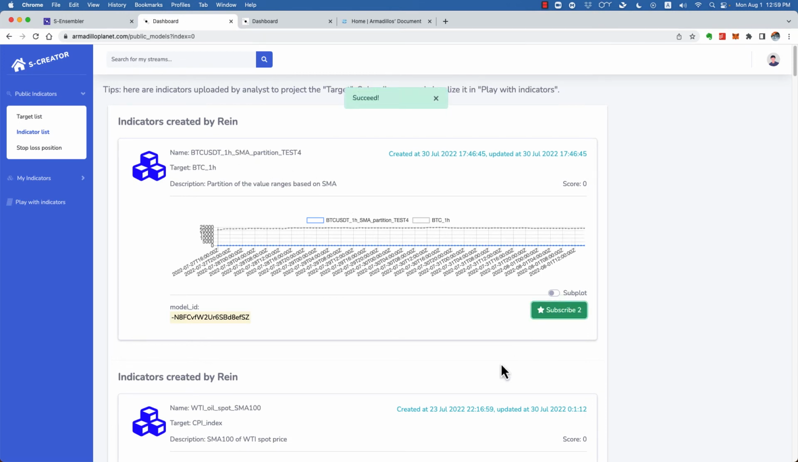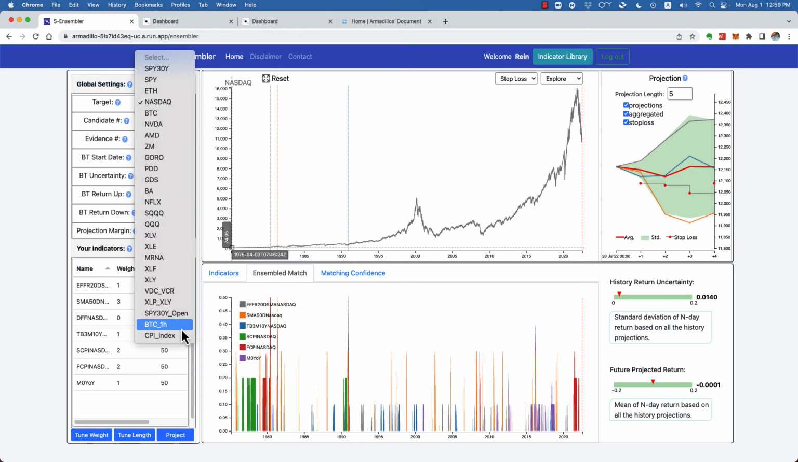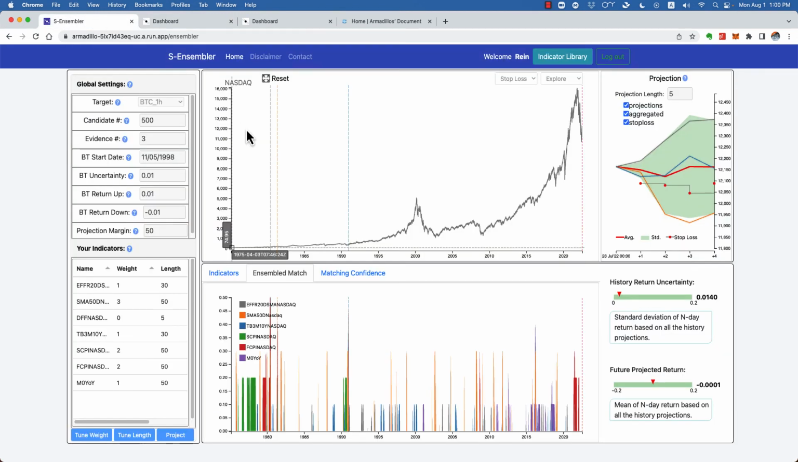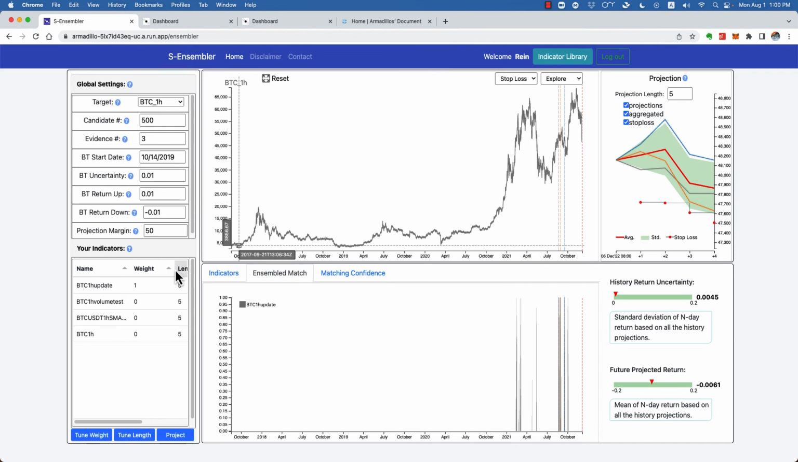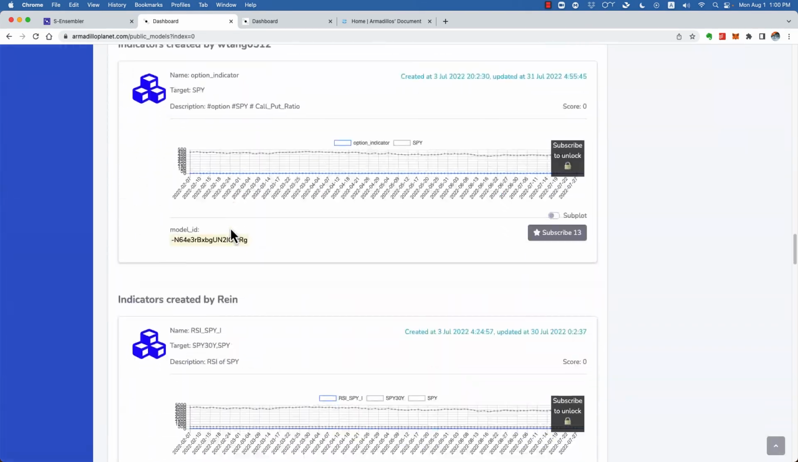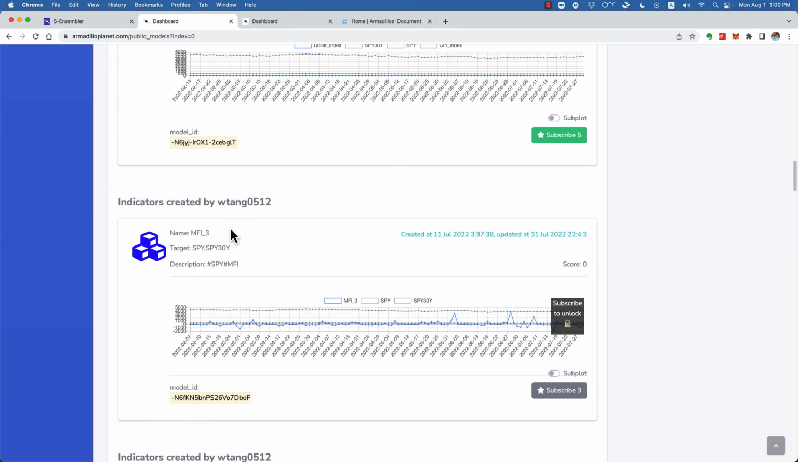Let's click subscribe, and then on the S-ensembler platform, we will go into the BTC 1 hour target, shown as the target of these indicators, and then you can easily find that the indicator we subscribed to will show up here, which is the BTC USDT 1 hour SMA. So that is exactly the indicator you just subscribed to. And basically you can subscribe to all the different indicators based on the similarity metrics provided by the analysts.